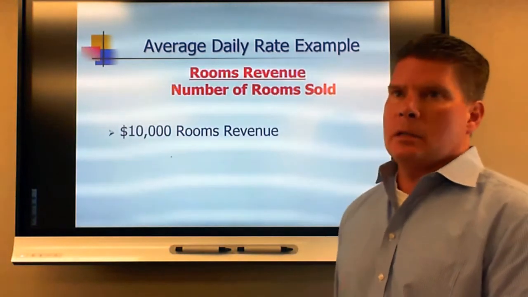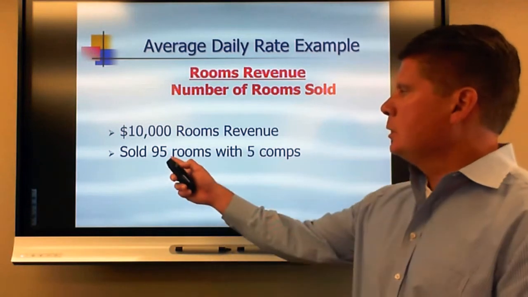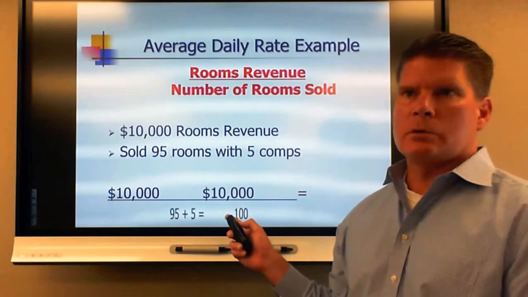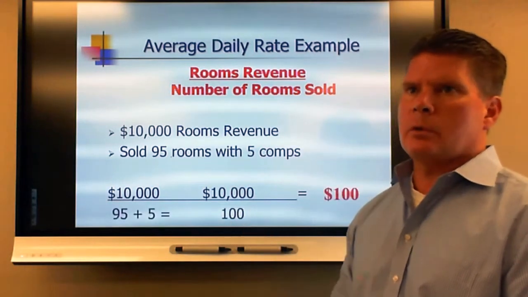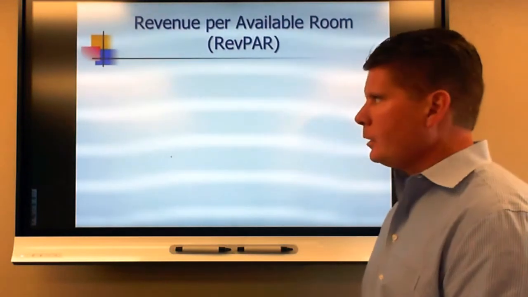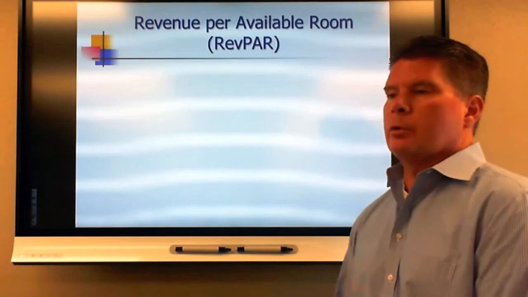Once again, a quick, easy example. If we had $10,000 in rooms revenue and we still had that same hotel that sold 95 and had 5 comps, we just divide the $10,000 by the 100 rooms and we come up with an average daily rate of $100.